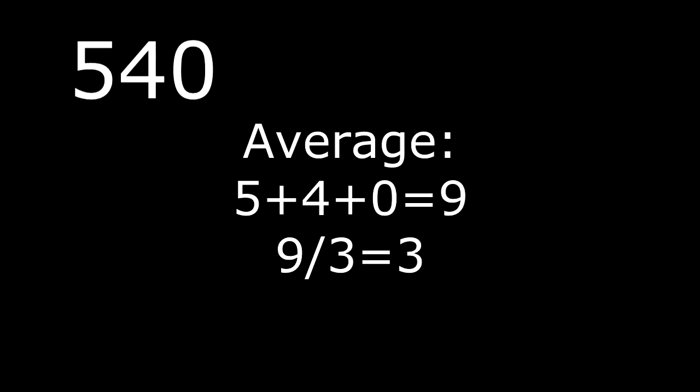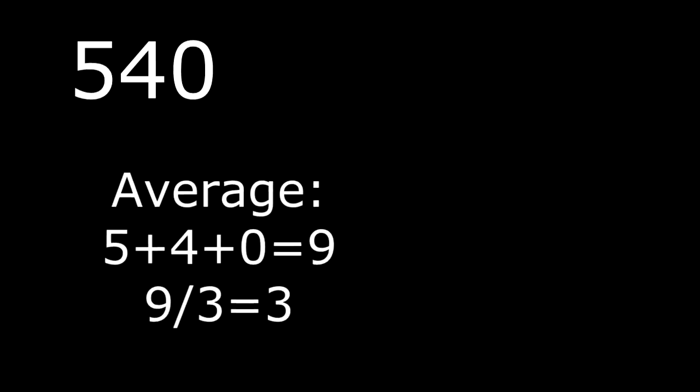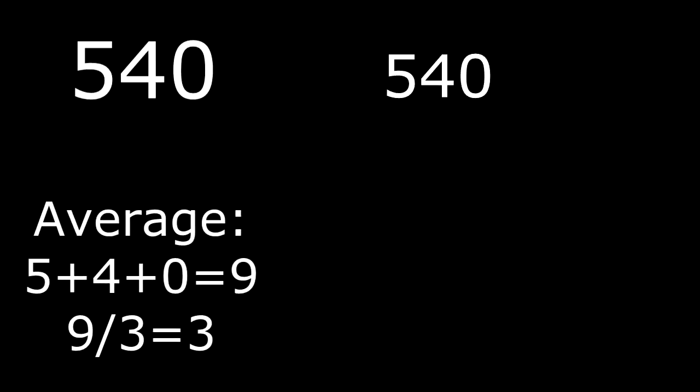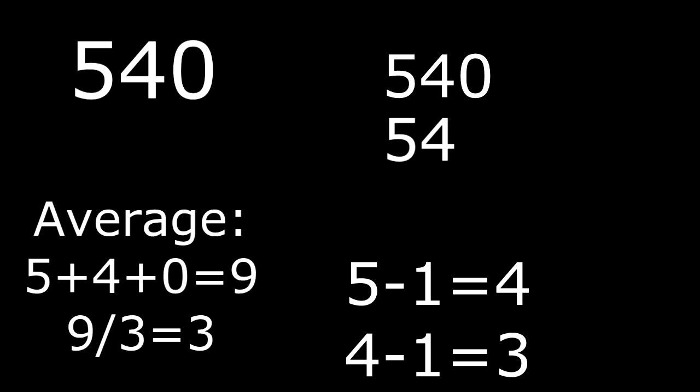Let's look at the Siteswap 5-4-0. The average is 3, so it passes that test. Next, let's check for collisions. 5 minus 1 is 4, minus 1 is 3. We see that there's a match on the 4's, which means that the 5 and the 4 will collide. This means that it is not a valid Siteswap.